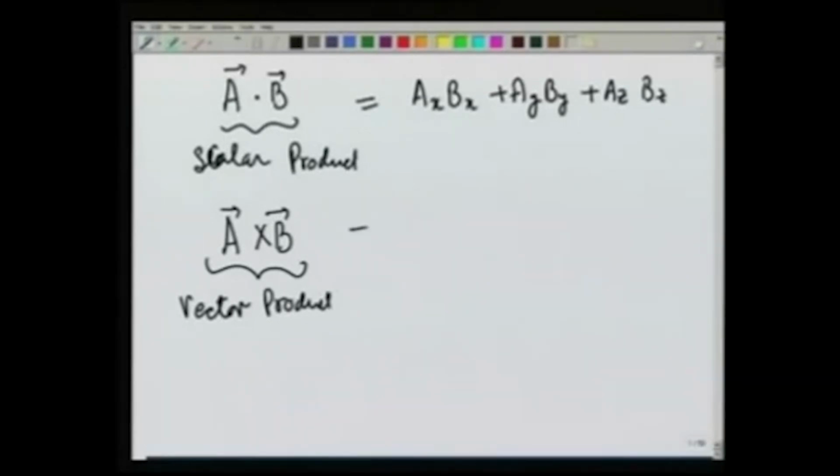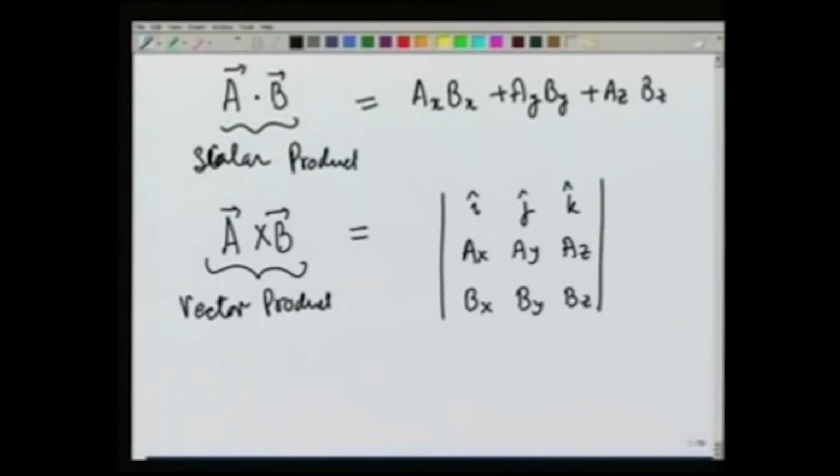In a short way I wrote this as the determinant of a x, a y, a z, b x, b y and b z, and I had asked you to check that this gives the correct answer. We define these two products in this manner because they satisfy certain transformation properties of vector components under rotation. Let us look at these products now slightly more carefully.